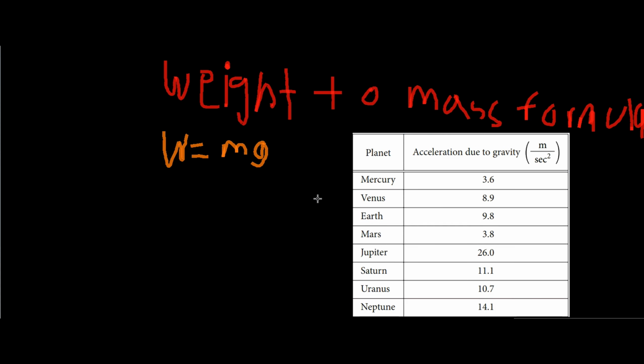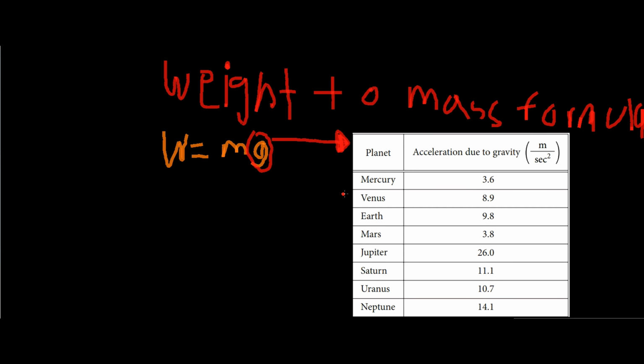So as you can see, I've put in a table of basically the small g for our planets in the solar system. So this table is going to be the value for this, depending on what planet you're on.